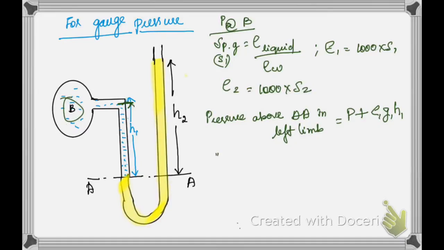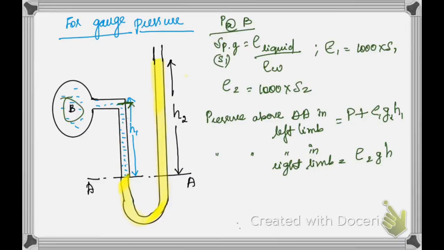And the same way, pressure above AA in the right limb is equal to, here I am having only one manometric liquid. I don't have any pressure, only atmospheric pressure is there. I don't want to take that into account. So rho 2 G2 H2. So the specific acceleration due to gravity will be the same, so I can simply write rho 2 G into H. So even this is not necessary. And I have told that pressure will be the same for all the horizontal surfaces.